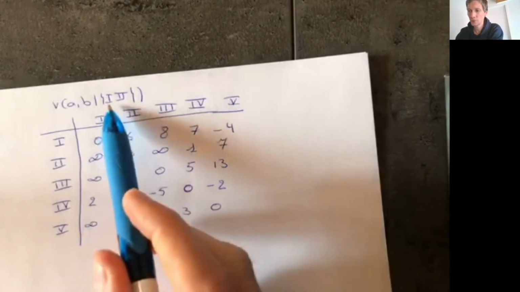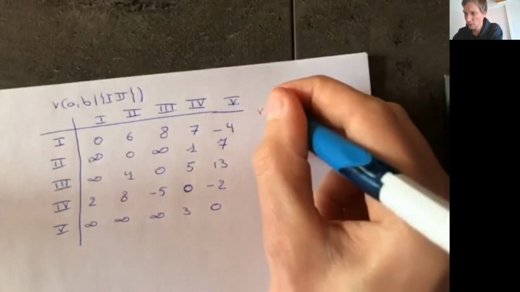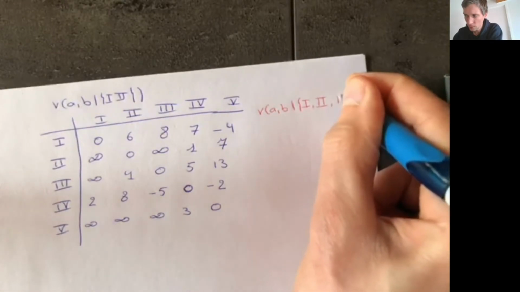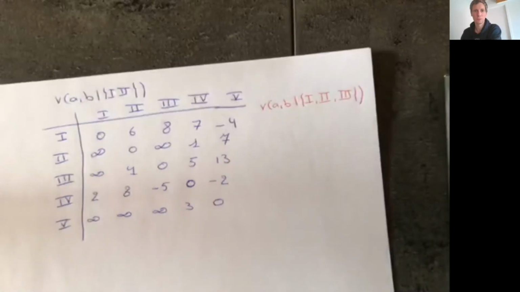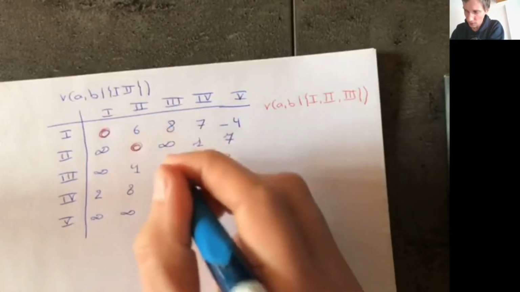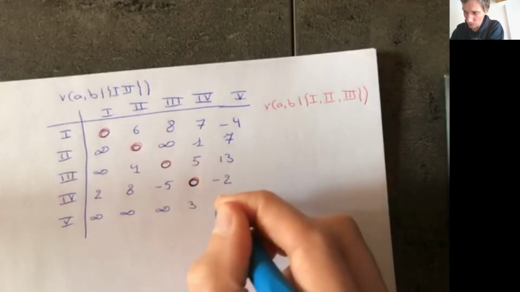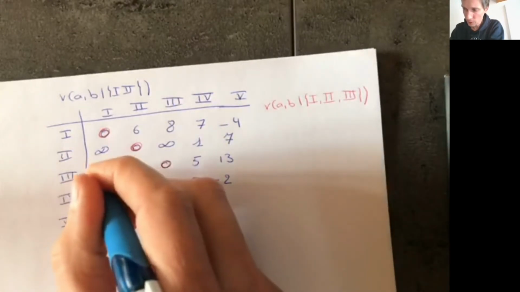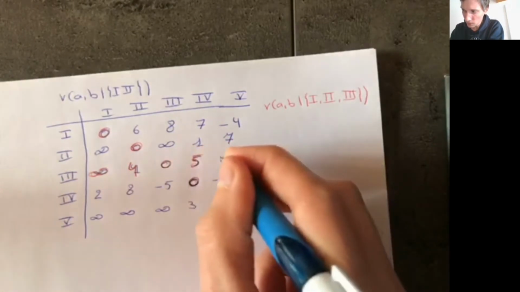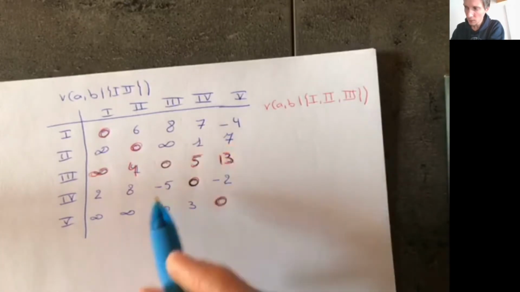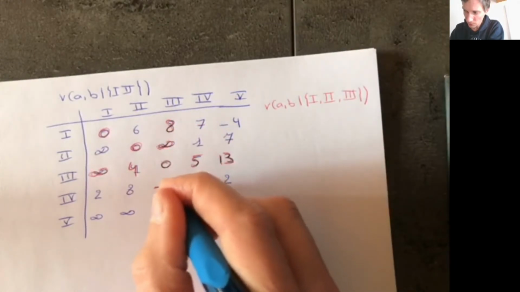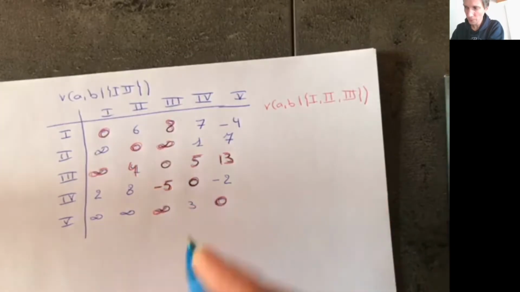Now let me compute by adding another node the minimum cost of going from A to B using intermediate nodes 1, 2, and 3. Okay, so the diagonals won't change. Also, every node leaving 3 will not change. Every node arriving at 3 will also not change. Alright, so these are the red ones that we can already fill in.